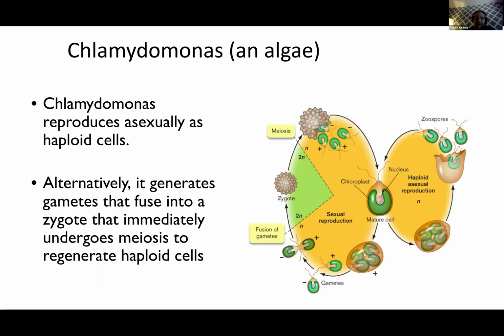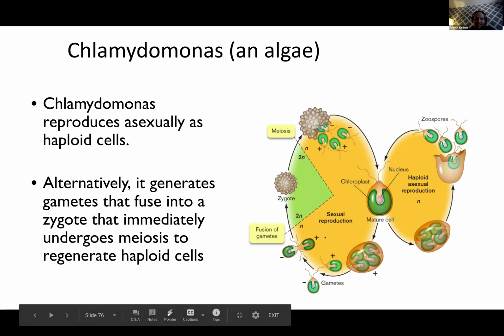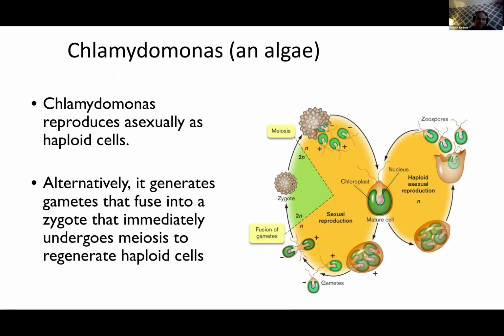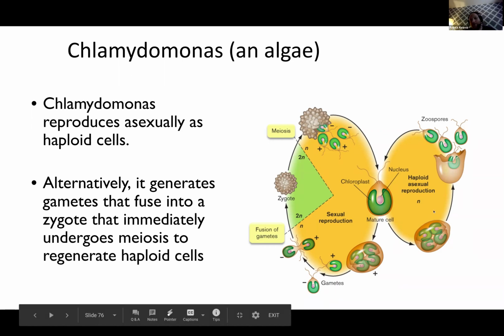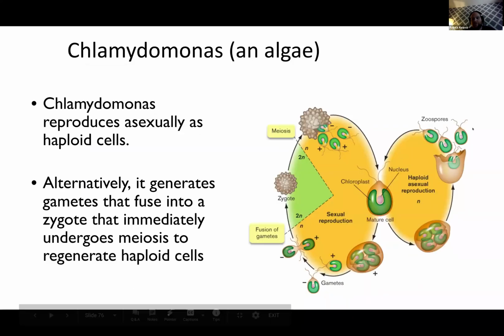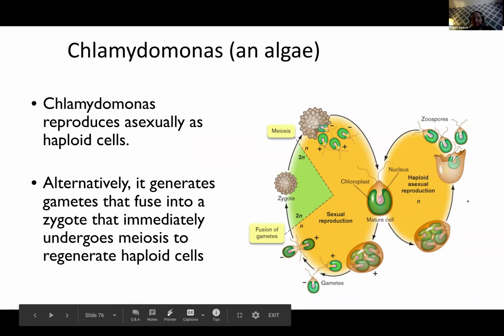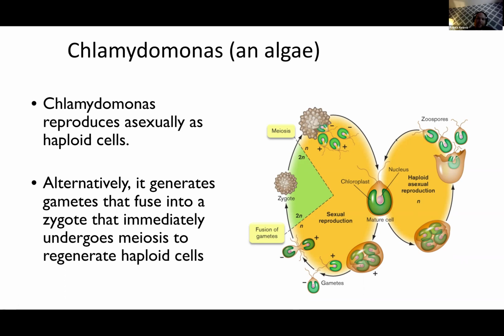Or alternatively, it generates gametes. So it generates these sex cells that are either plus or minus. And what they do is they fuse together. It can either be its own gametes or the gametes from another Chlamydomonas that fuse together to form a zygote that then immediately undergoes meiosis to produce haploid cells, which then turn into mature cells and either repeat this process over again, or do the asexual reproduction. So just an interesting life cycle. Remember, bacteria are always doing asexual. Eukaryotes have the capacity to do sexual or asexual reproduction.